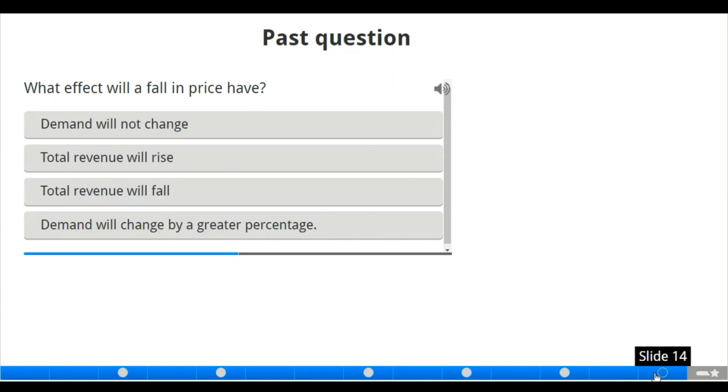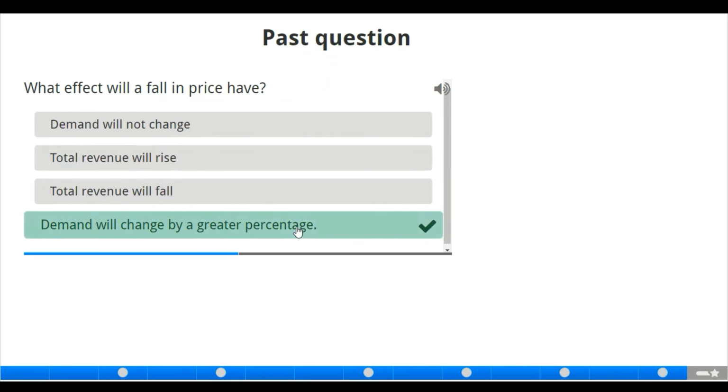Now we have a past question here. What effect will a fall in price have? Of course, we have discussed this earlier. Demand will not change. Is that so? No. Total revenue will rise? No. Total revenue will fall? No. Demand will change by a greater percentage. Of course, that's the correct answer.